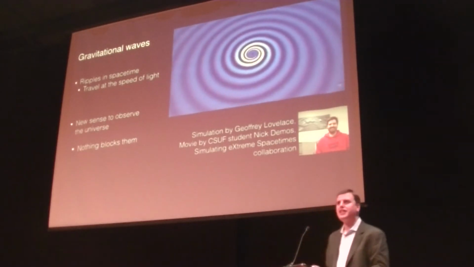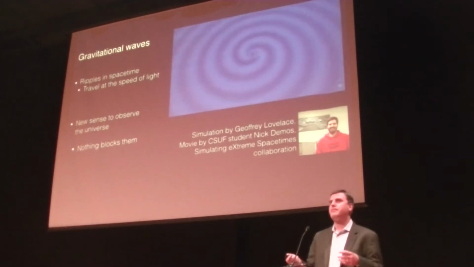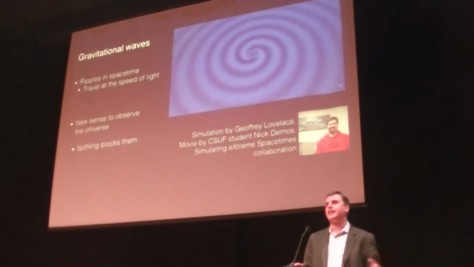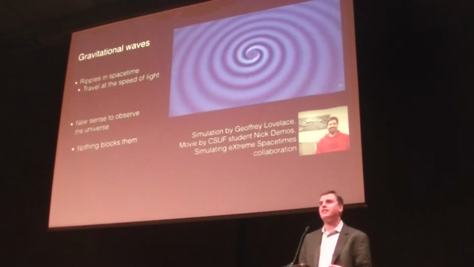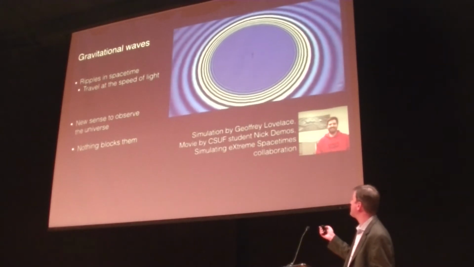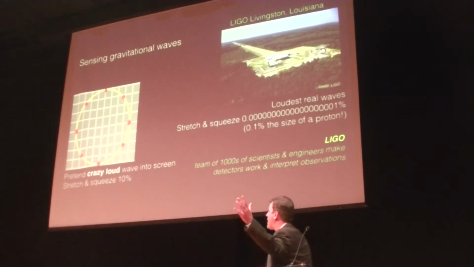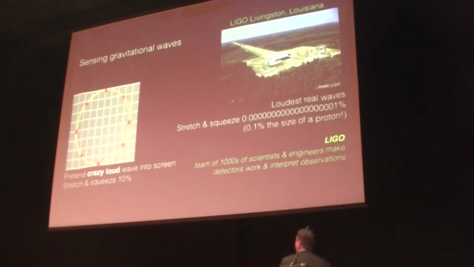Another great thing about gravitational waves is, unlike matter, everything's transparent. So these walls are opaque. Light can't get through them. Light can't get through the center of the galaxy, invisible light. But everything is transparent to gravitational waves. So imagine we have a super loud wave coming straight through us.